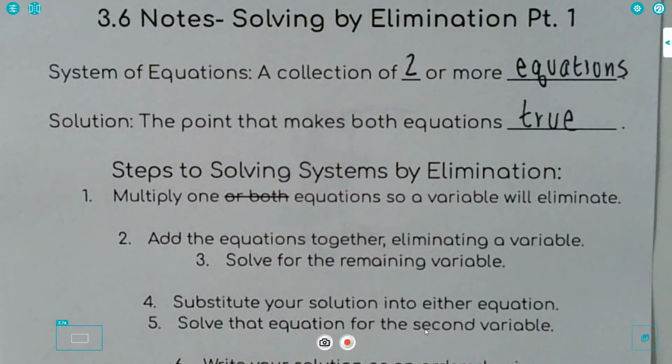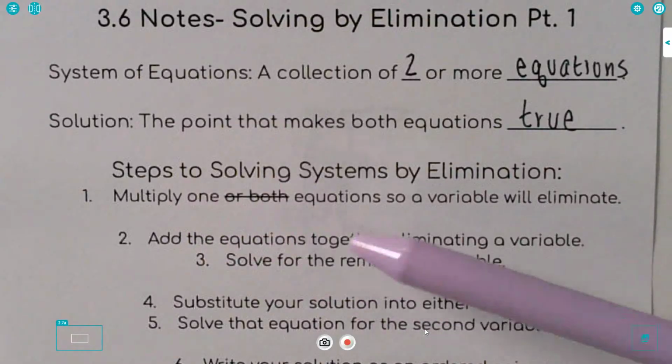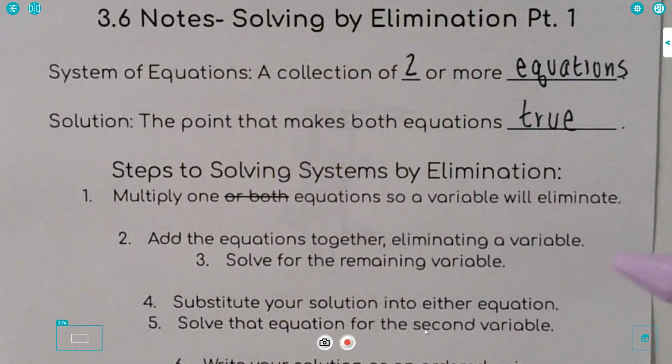Okay. We have 6 steps again. Step 1 is like the beginning step, just like it is with substitution. And then steps 2 and 3 are different. Steps 4 and 5 and 6 are the same as substitution because it ends the same way. It just starts completely differently. So step 1 says multiply one or both equations so a variable will eliminate.